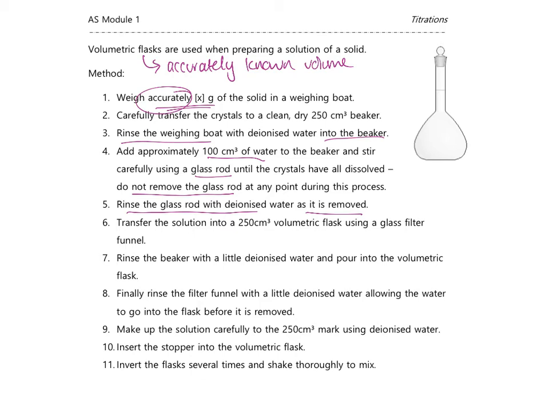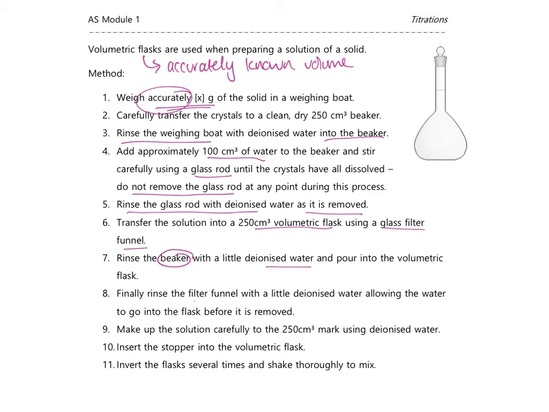Because if I leave some behind, then I no longer know the mass of the salt that's in my solution. You then transfer into a volumetric flask using a glass filter funnel, which means my solution is now touching that, so that's something else we have to rinse. But before that, we've transferred it from the beaker, so we've got to rinse the beaker with deionized water and put that into the volumetric flask. Quite often this is referred to as add from the beaker with washings.